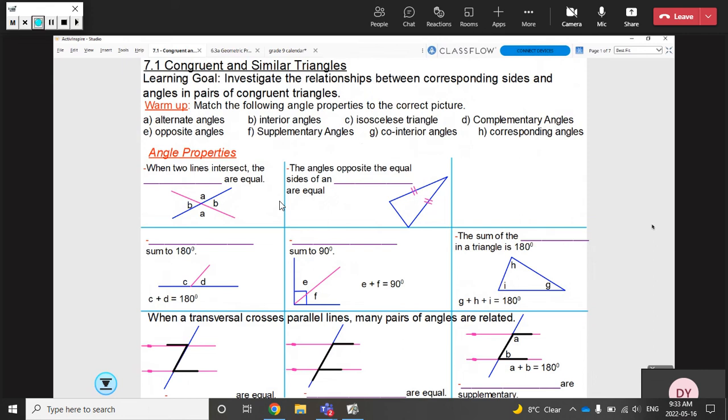Folks, 7.1. Congruent and similar triangles. We're trying to match these up. So, gotta unlock the screen here.